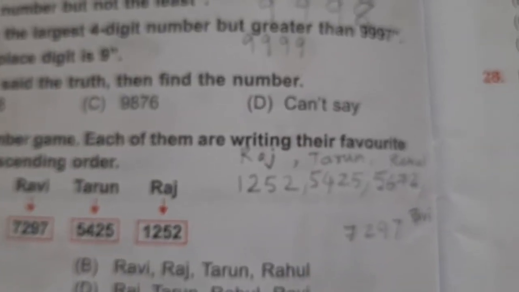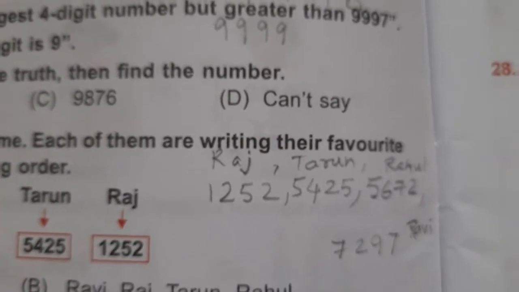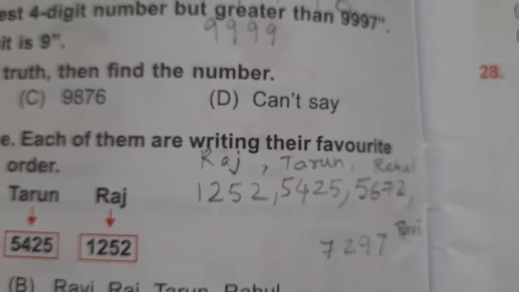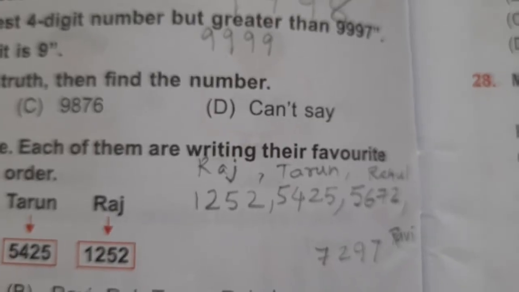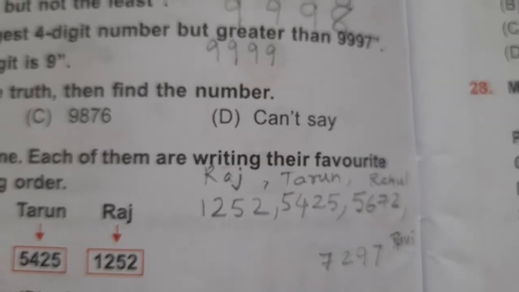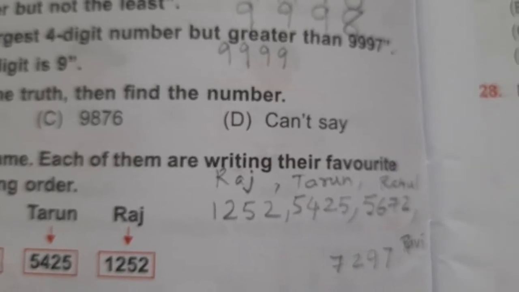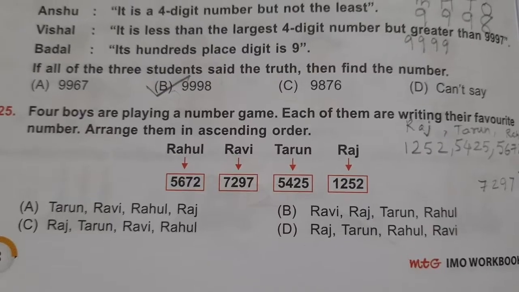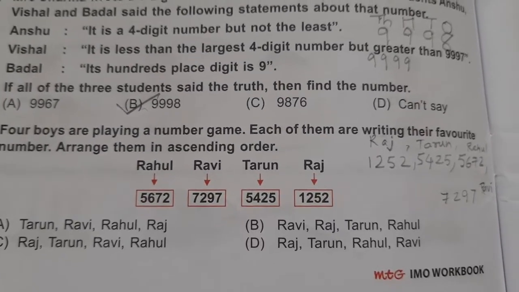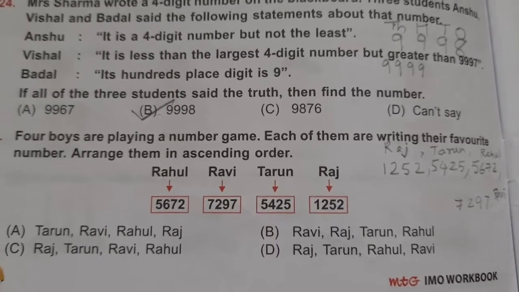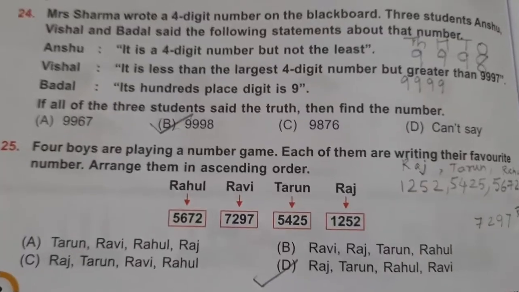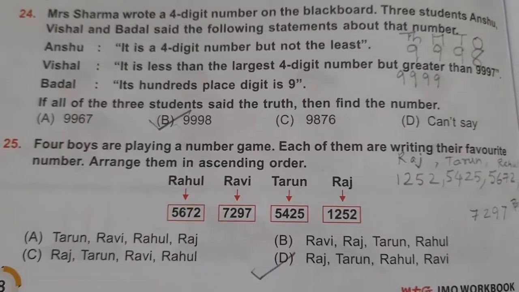I get Raj as 1252. Starting from there, I get Ravi's favorite number as the last. So my order becomes Raj, comma, Tarun, comma, Rahul, comma, Ravi. So let us look at the options we have. Which option has Raj, Tarun, Rahul, Ravi? Which is option D. So please take it and transfer all these answers to the OMR sheet.